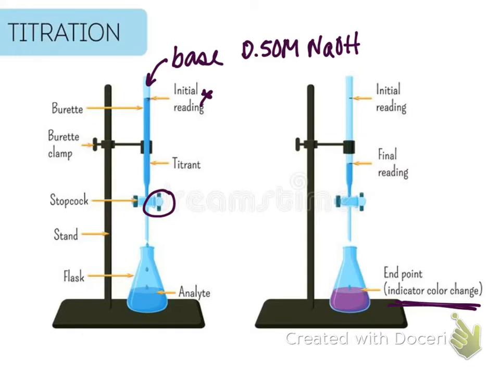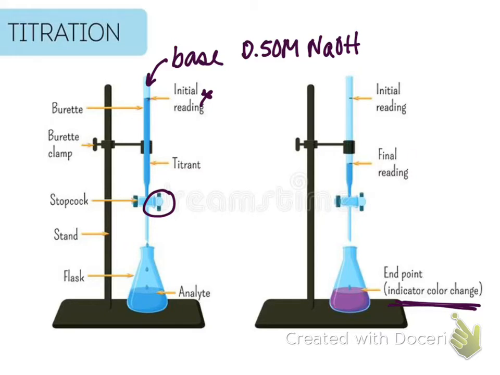So again, the end point is where that color changes. That's how you know to stop adding any more of your known. That's actually how you know the reaction is perfectly done, because these indicators will change right at the pH where it starts to neutralize.